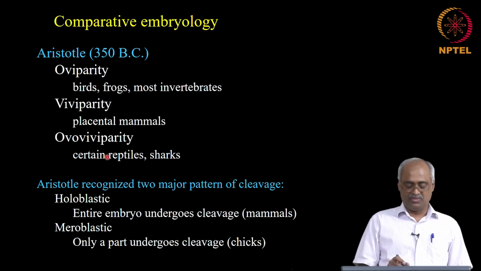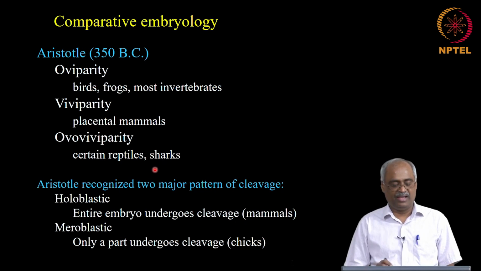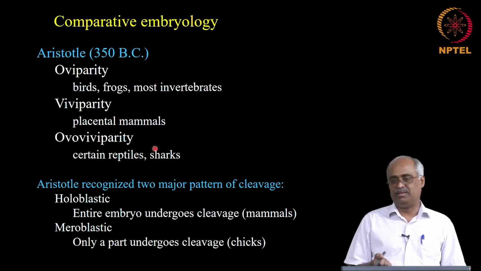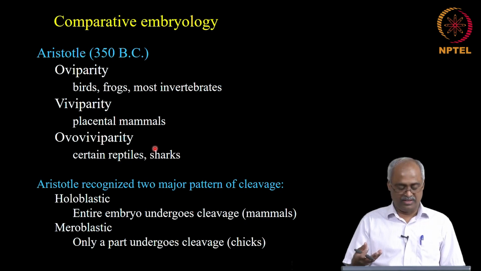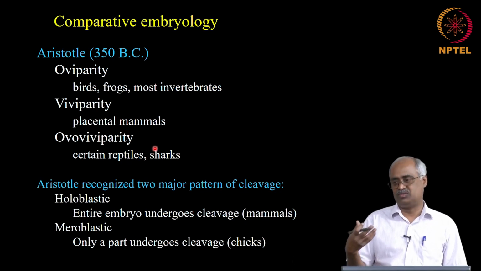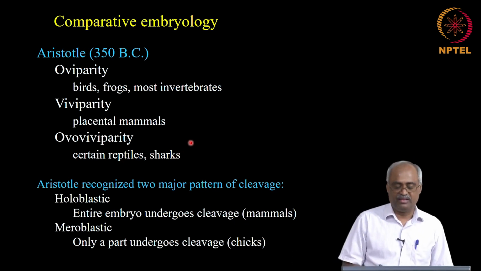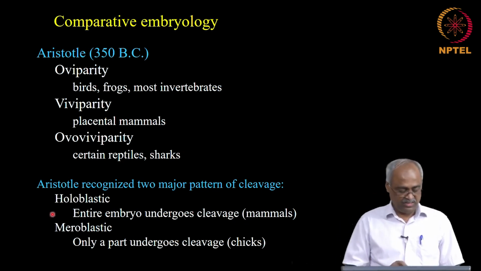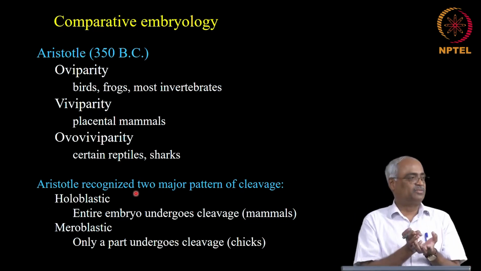And then he also noticed some of them that have both, ovoviviparity. Okay, so the whole egg develops inside and then it's laid and hatches. So certain reptiles and sharks do this. So he classified this, and then he also noticed that there are some embryos where the entire egg undergoes cleavage.